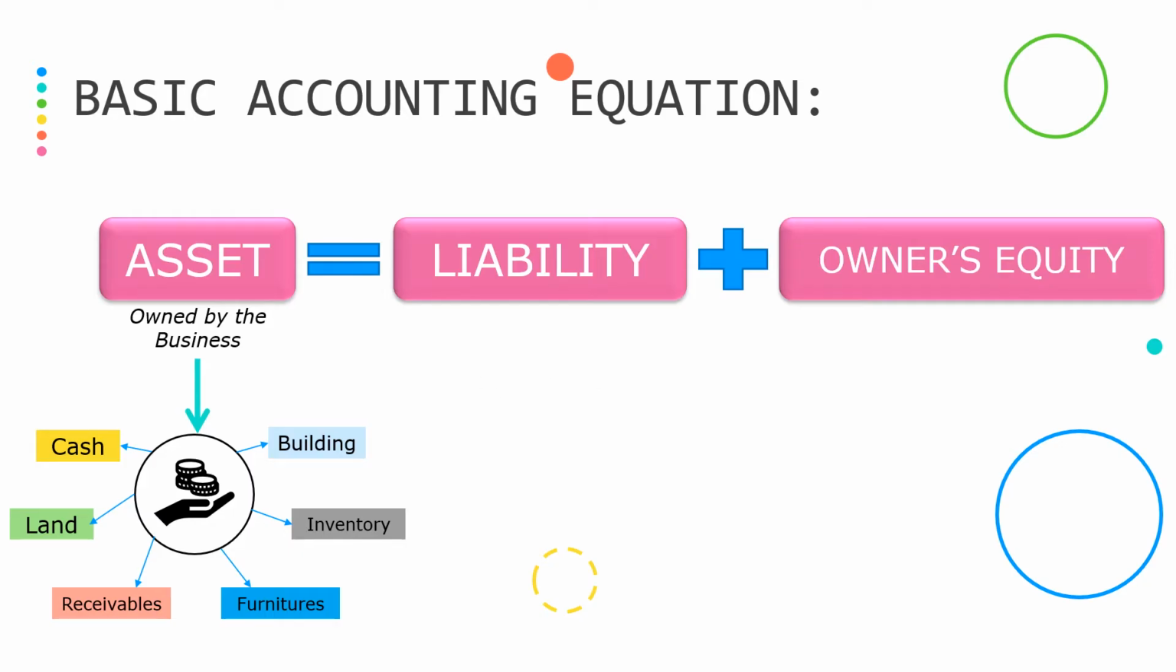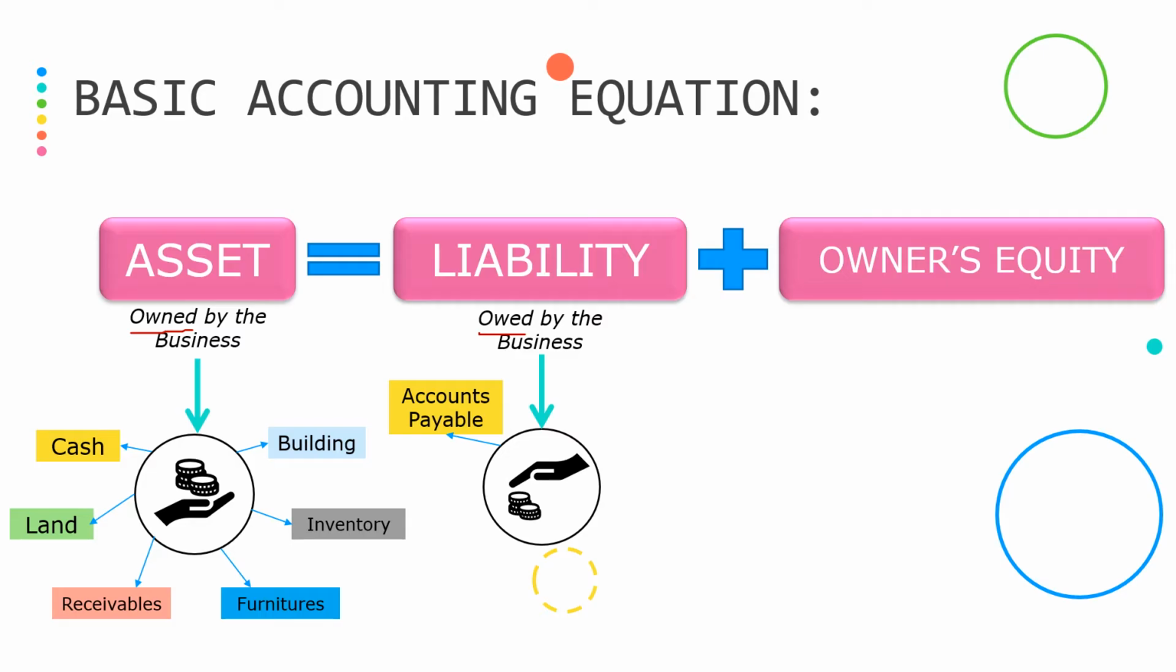Now, let's go to liability. Liability, this is something that the company owed. Okay, so the difference between asset and liability is that the asset is something that is owned by the company, while the liability is being owed by the company or by the business. So here are some examples of a liability. We have here accounts payable and the notes payable. So these are both debts incurred by the business that should be paid within the given period of time.